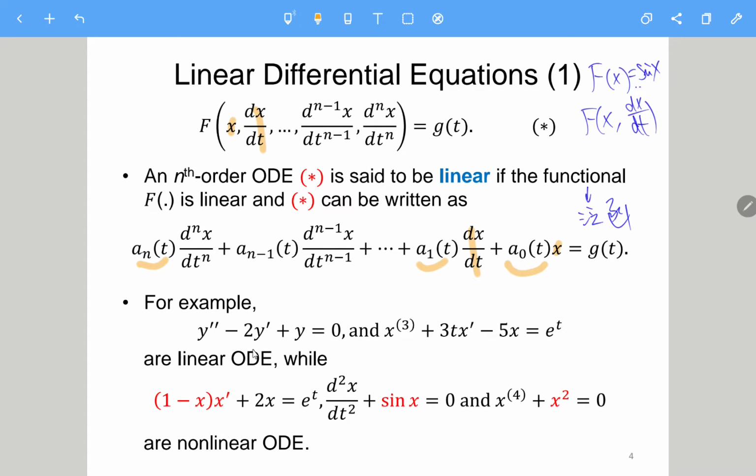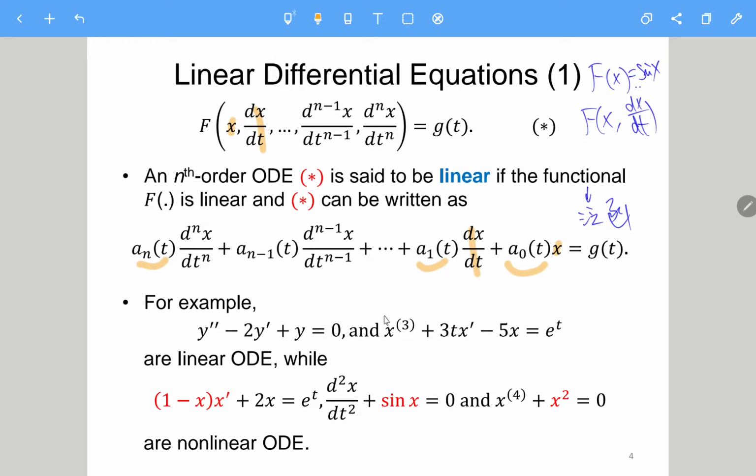This is our order of 2. So double prime means d2y dx2, the second derivative. Which means that a2 here is 1, a1 here is minus 2, a0 is 1, and g of t is 0. So this is of course satisfying this equation.